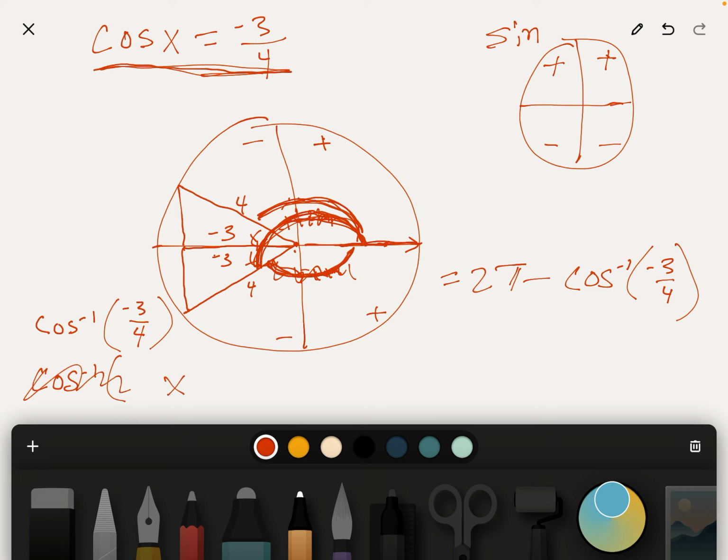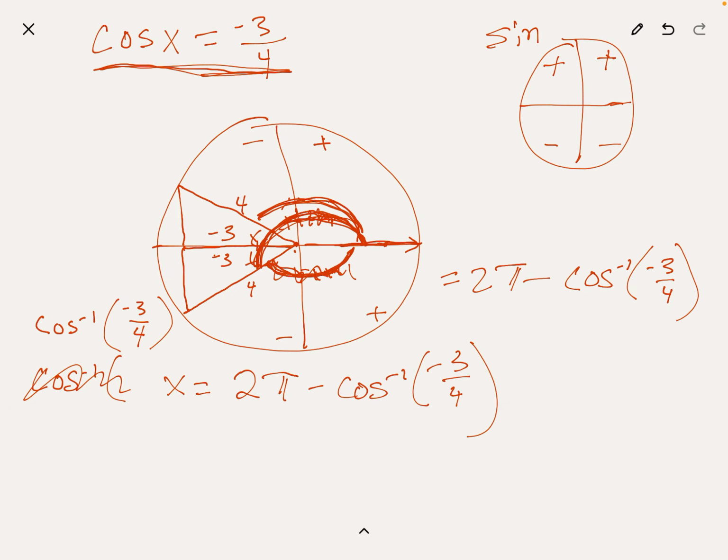So that's why the second solution is x equals 2 pi minus cosine inverse of -3/4. I hope my drawing didn't confuse you too much.